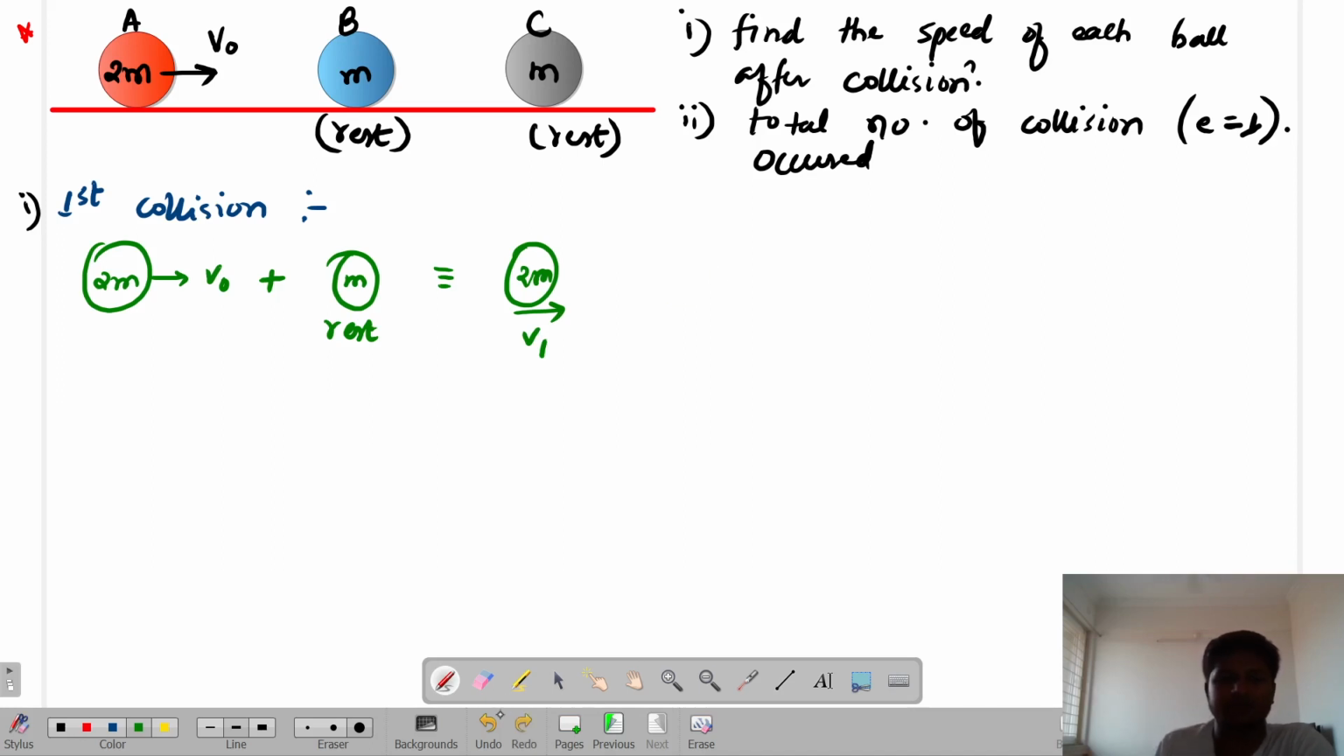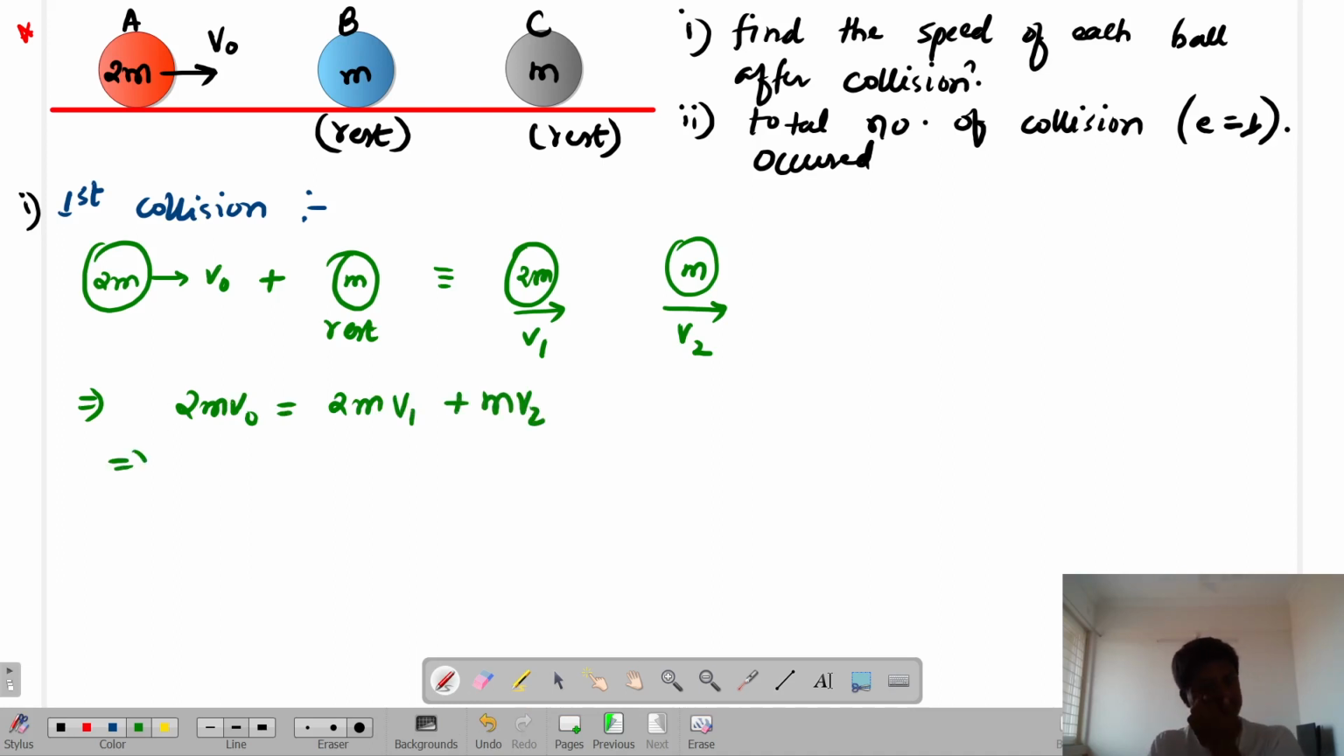How come the velocity will switch? Masses are different. Equal mass and elastic collision gives us the switch of velocities. So first, the law of conservation of momentum: twice m v naught is equal to twice m v1 plus m v2. So the equation becomes twice v1 plus v2 is equal to twice v naught.